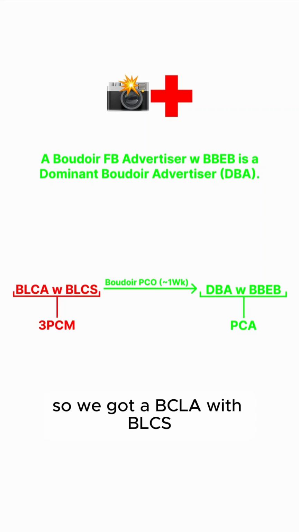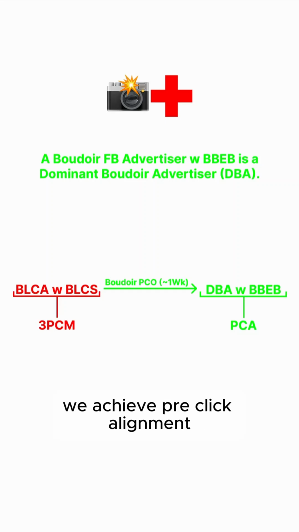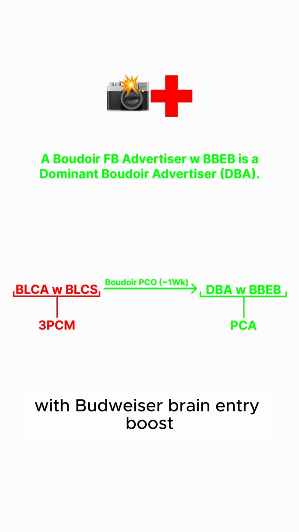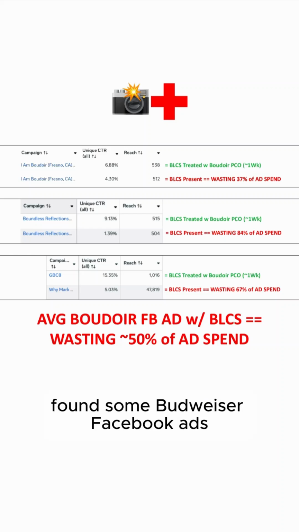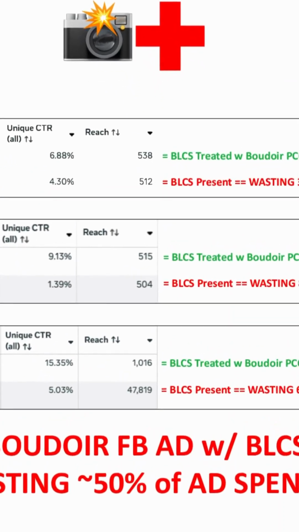So we got a BLCA with BLCS caused by the 3 pre-click mistakes. And we treat it with Boudoir Pico, takes about a week. We achieve pre-click alignment, and we become a dominant Boudoir advertiser with Boudoir brain entry boost. That's the universe. So in my residency, I went in, found some Boudoir Facebook ads, brought them back to the hospital, tested them, patched them up.